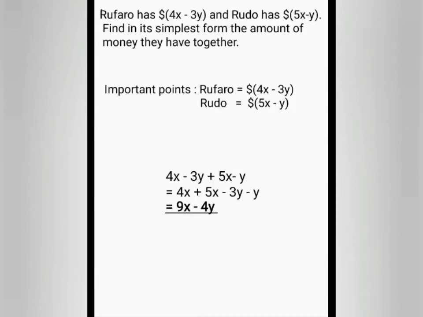So we are asked to calculate the amount of money they have together. We are just adding the amount of money Rufaro has and the amount of money Rudo has. So it's 4x minus 3y plus 5x minus y. Then we collect the like terms again. So it's 4x plus 5x minus 3y minus y. If we add 4x plus 5x, we will get 9x, and if we subtract 3y minus y, we will get minus 4y. So our answer is 9x minus 4y dollars. That's our answer.